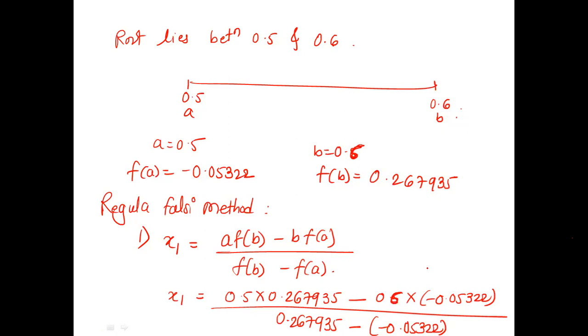Tell me what you got. 0.51657. Correct. Very good. 0.51657. Yes. Right. So find this f of x1 also. Minus 3.6054 into 10 raised to minus 3. Correct. Minus 3.6054 into 10 raised to minus 3, right? Yes, which is negative again.